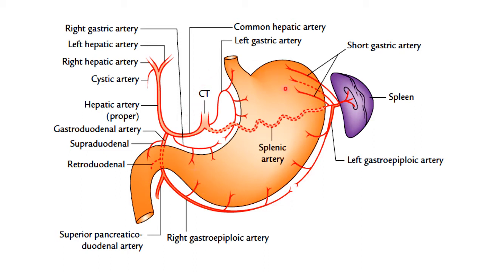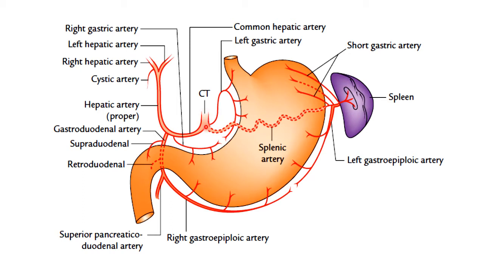First we will discuss the arterial supply of the stomach. The arterial supply of the stomach is derived from the celiac trunk and the branches of the celiac trunk. But before starting the arterial supply of the stomach, let us first discuss the celiac trunk.